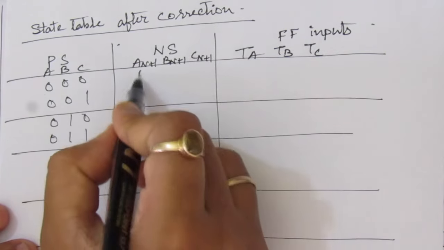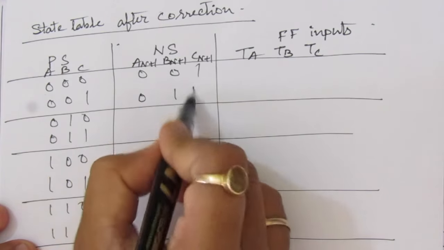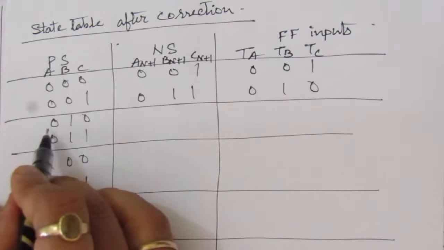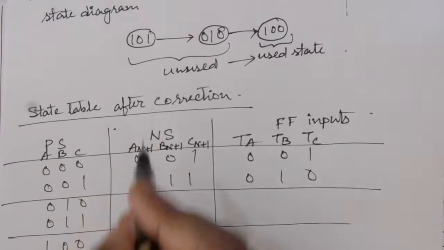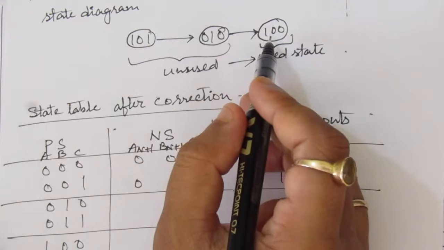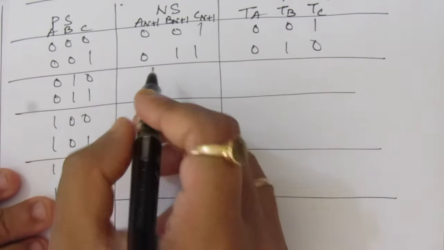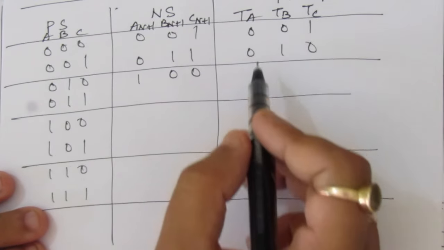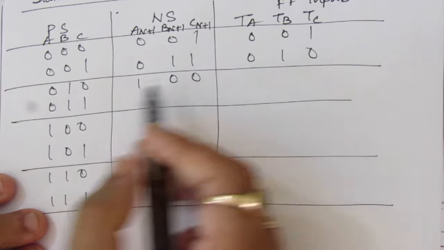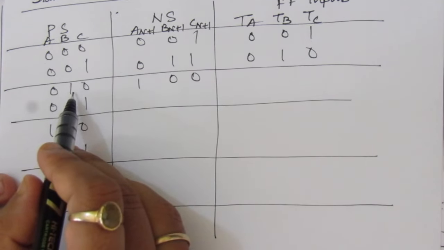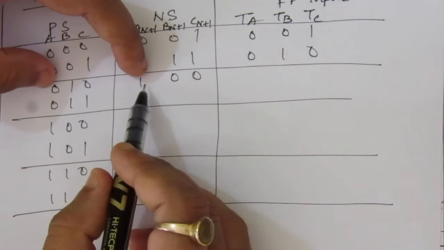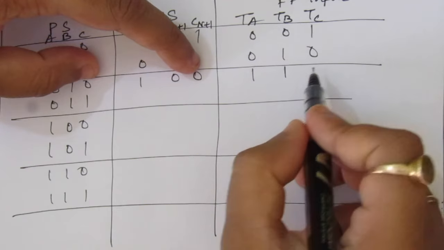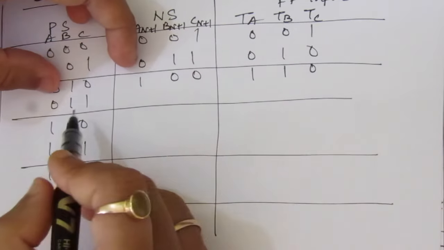So it will be 0, 0, 1, 0, 1, 1, and the inputs are 0, 0, 1. Now for 0, 1, 0, what will be the next state? For 0, 1, 0, the next state is 1, 0, 0. Now we have to find out TA, TB, TC. This TA is from the equation we have, A XOR B. So 0 and 1 will be 1, here we have 1 and 0, it will be 1, and here we have 0 and 0, it will be 0.